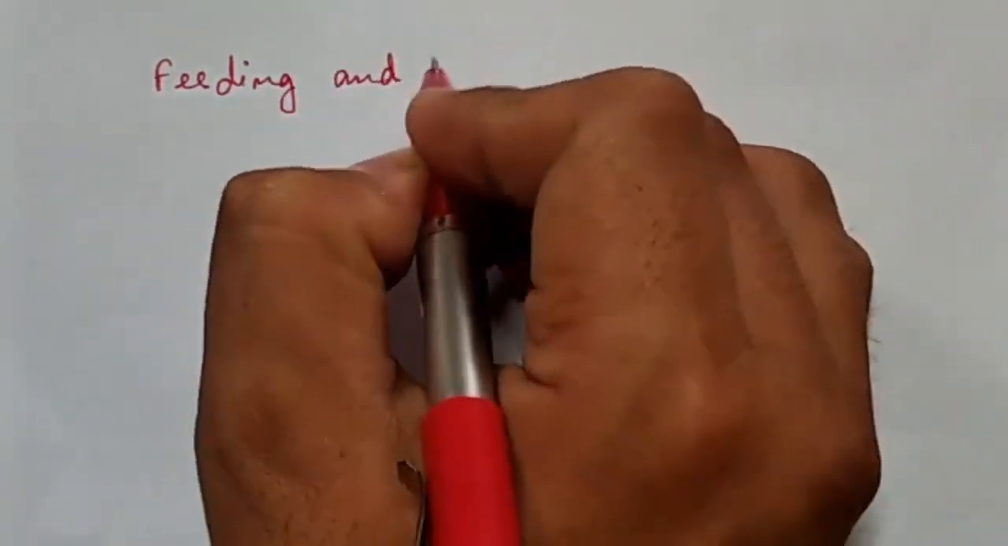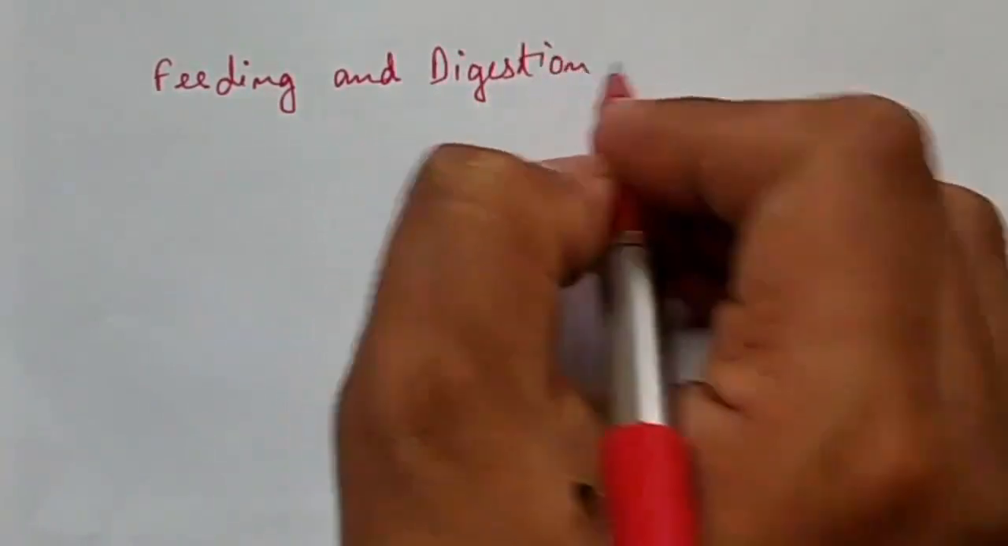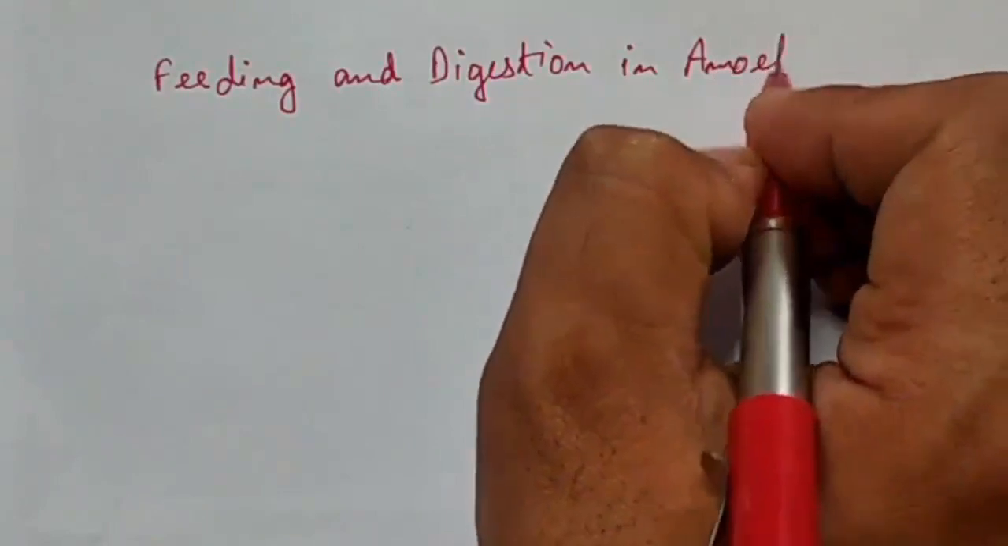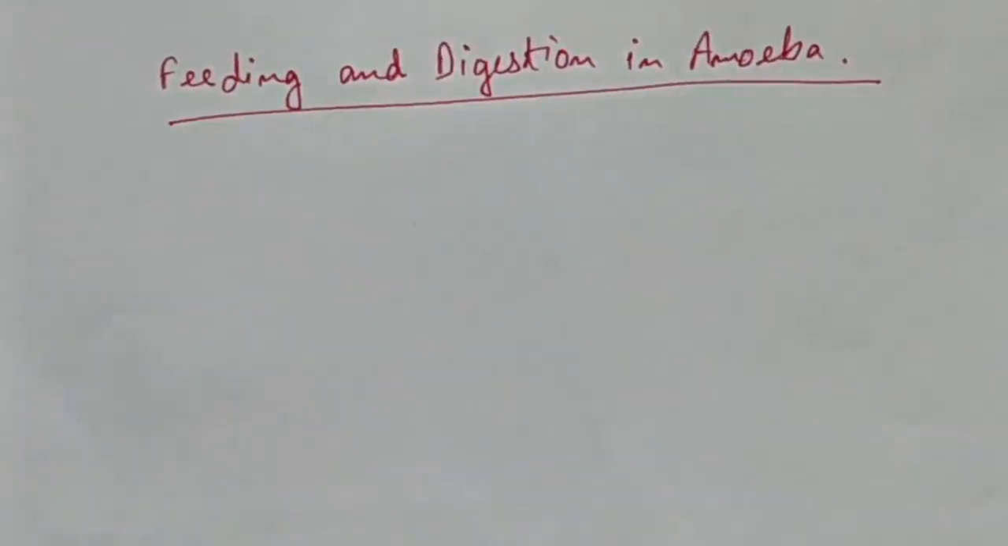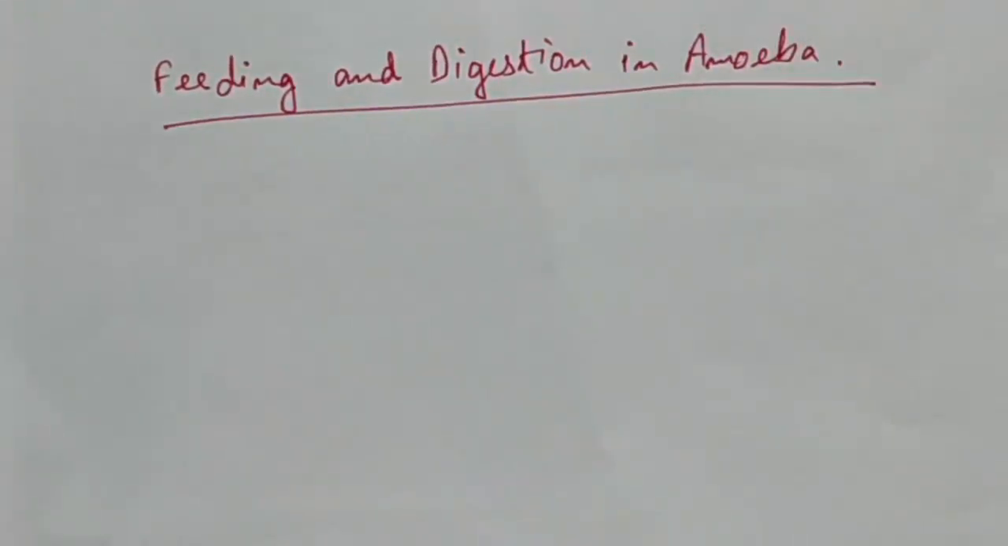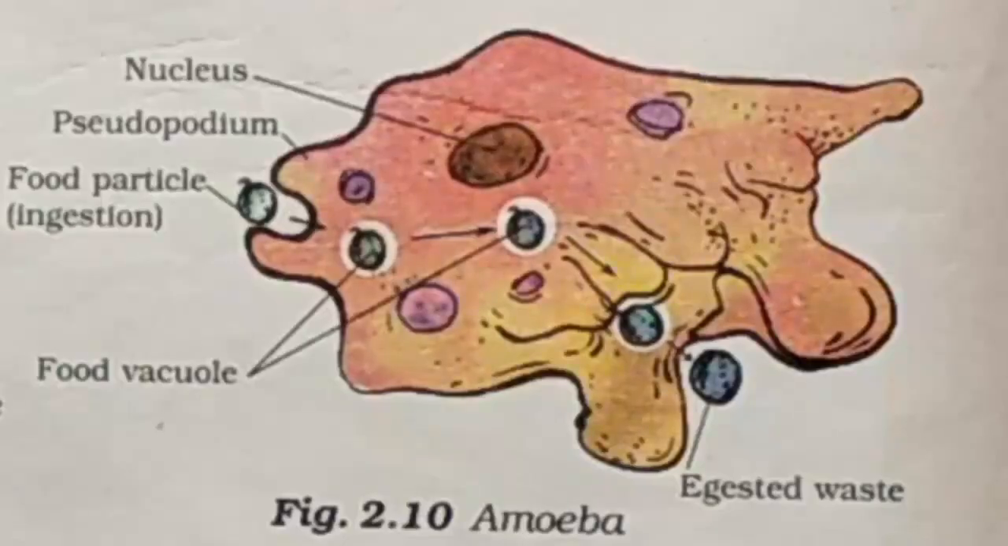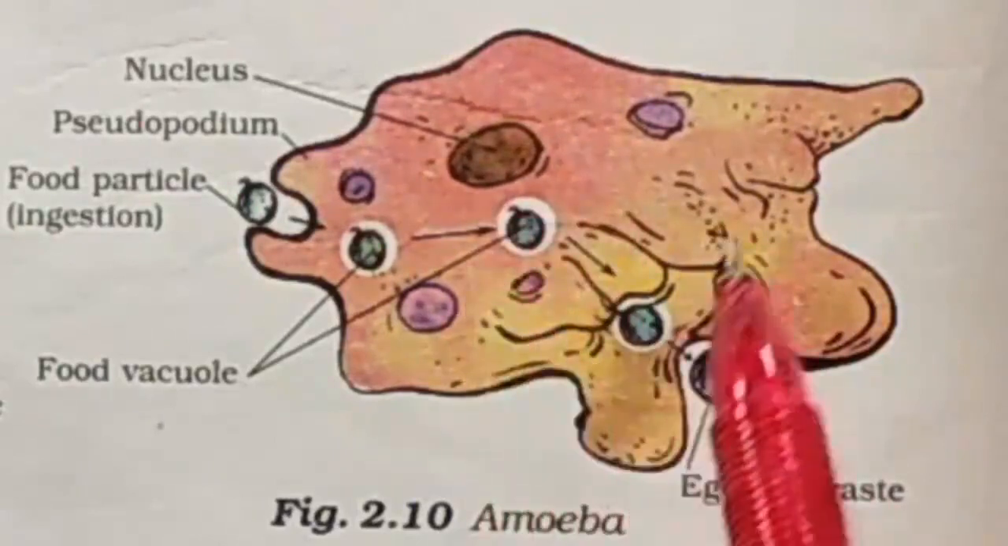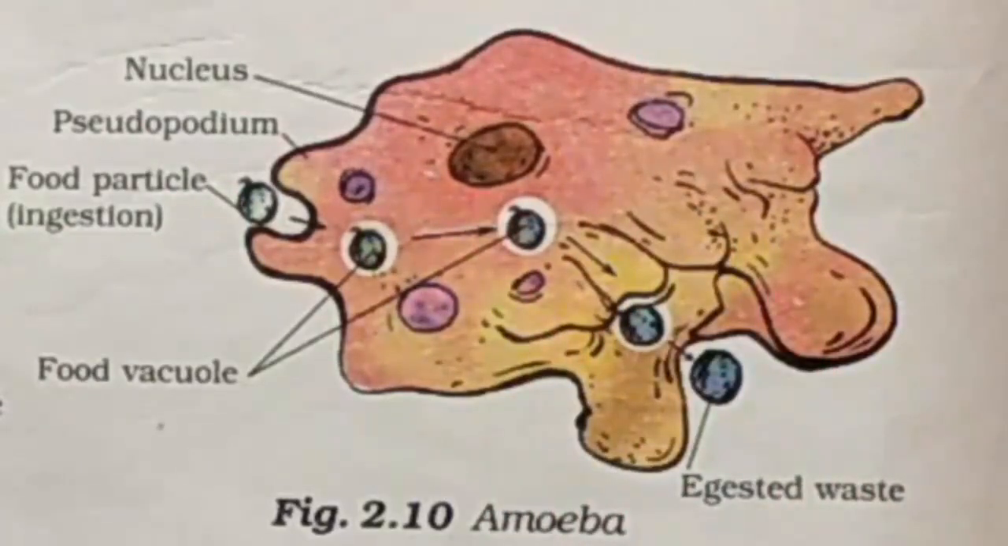Let's see the next topic. Feeding and digestion in amoeba. We have learned about animals which have the digestive system, but there are many small organisms which do not have a mouth as well as a digestive system. One example is amoeba. This is the picture of the amoeba. It is a microscopic single-celled organism mostly found in pond water.